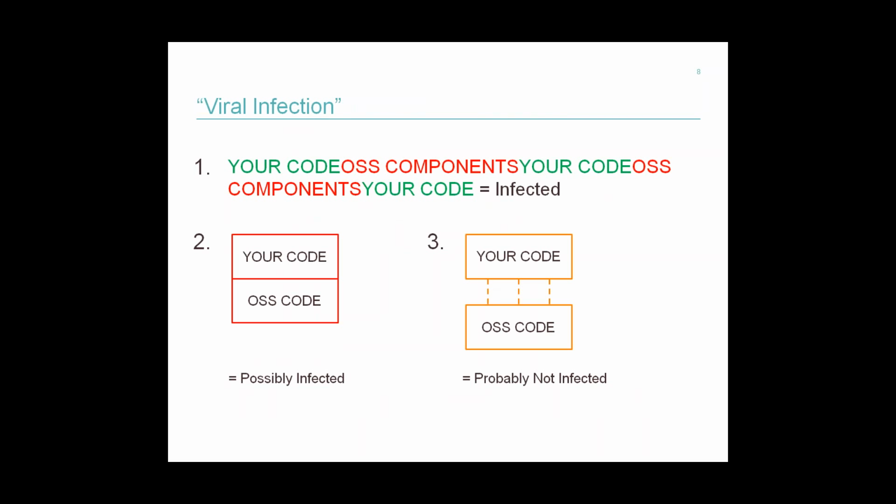The second example is harder to say, and this again is where you really do need to understand how it's been put together. Sometimes you can have your code sitting side by side with open source code in a way that doesn't cause this viral effect. And the easiest way, I guess, to really tell is you need to ask yourself, when you hit run on the code, i.e.